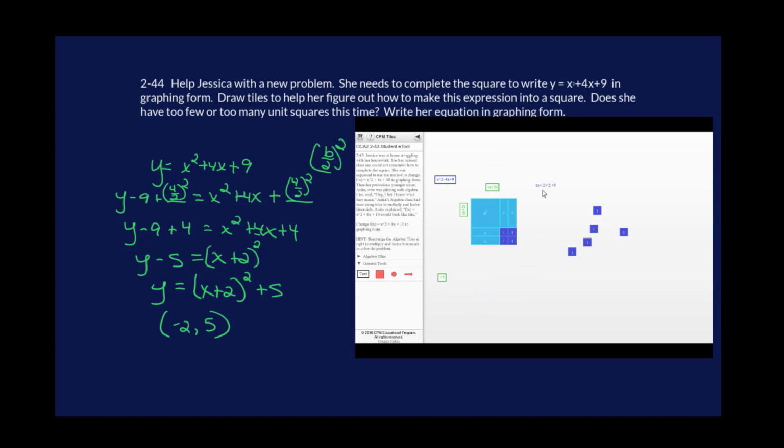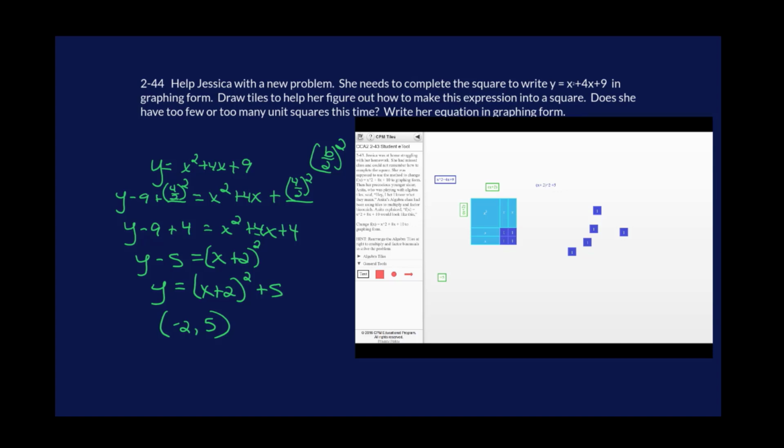We have our perfect square of x plus 2 squared, and then we have 5 extra. So we do this as plus 5, and then we have it in our graphing form as well. And that is all there is to setting it up with the tiles. And now we will verify that by doing it algebraically on the slide. So that ends the video. That really also ends the problem because we had already verified that algebraically. I just did them in a different order.